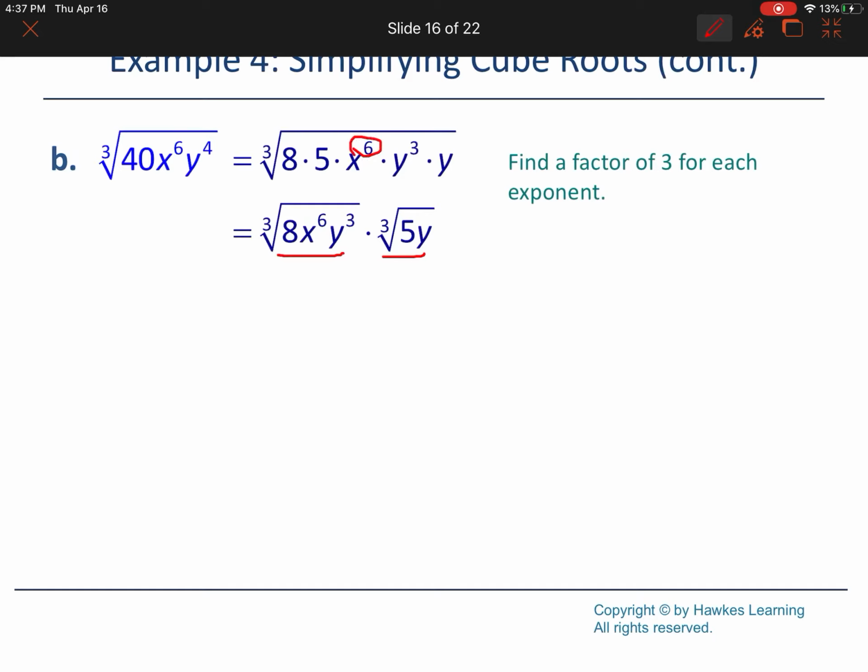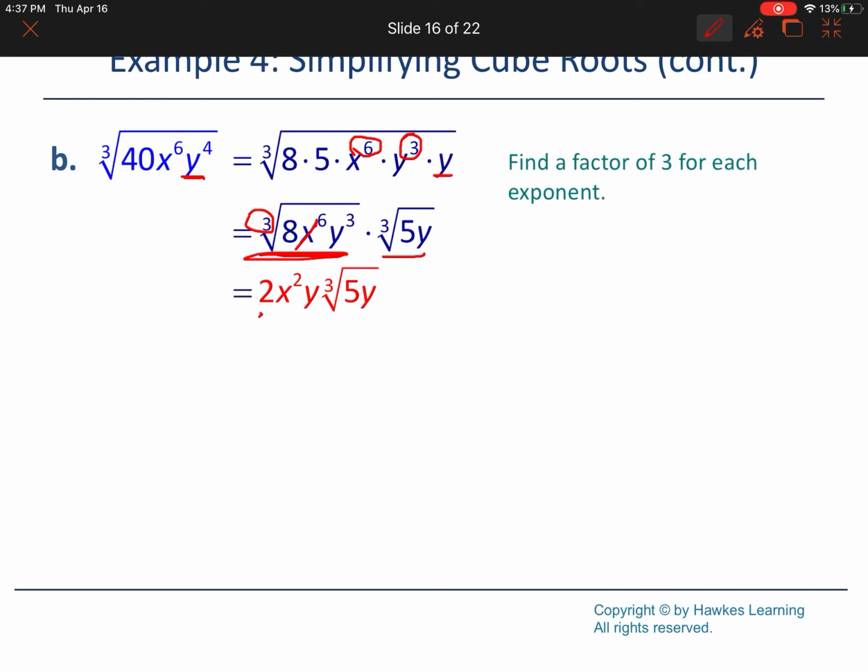I know it's a perfect cube because this is a multiple of 3, and this is a multiple of 3. But since I had y to the 4th, I have one more y that stays under, right? The cubed root of 8 is 2, because it's 2 times 2 times 2. And I divide the exponent by whatever that index is.